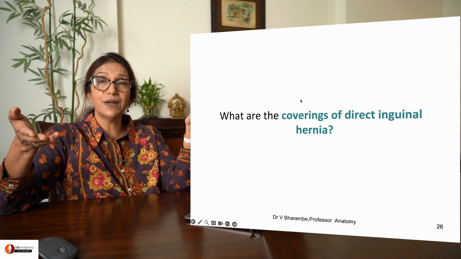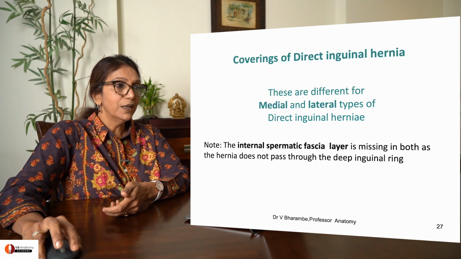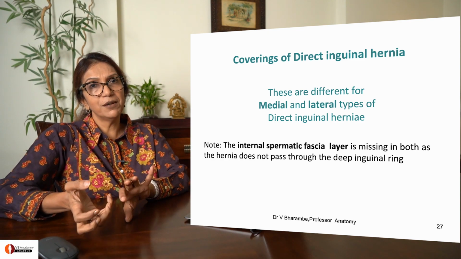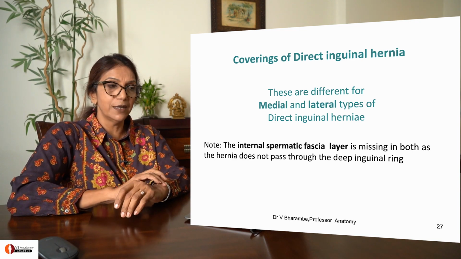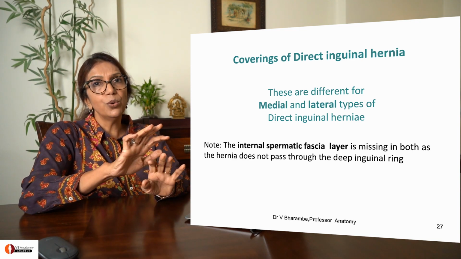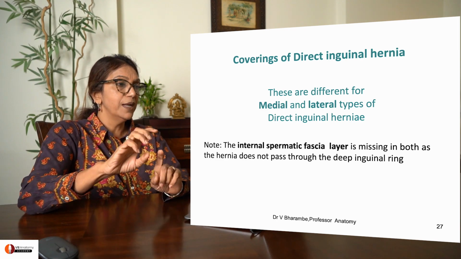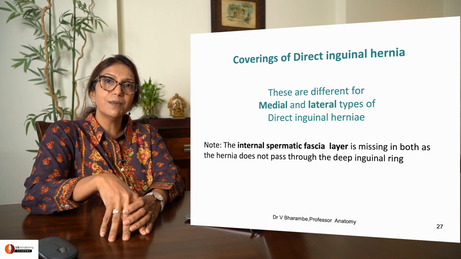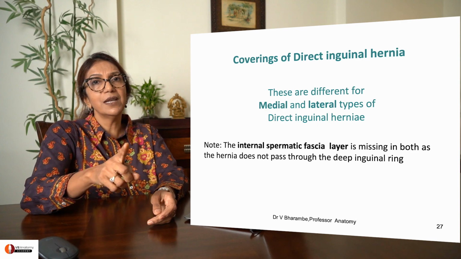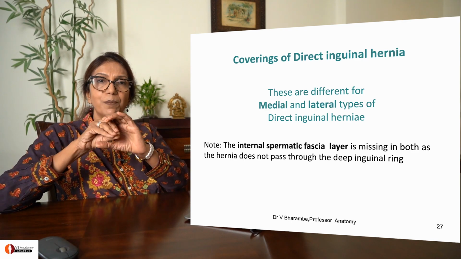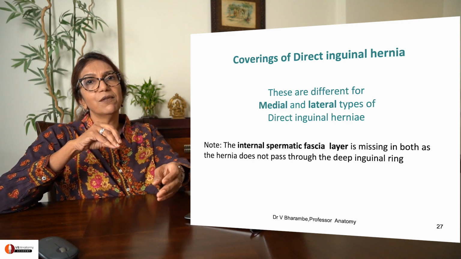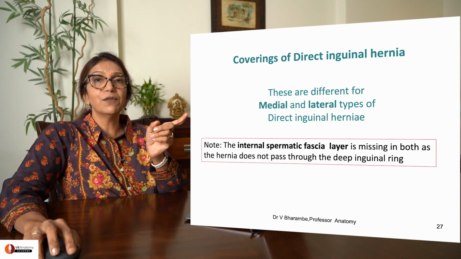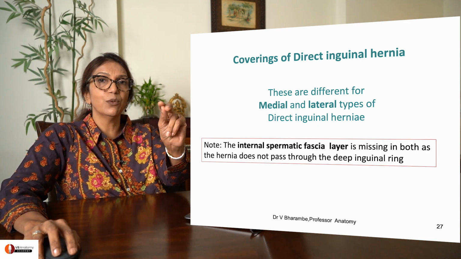So what are the coverings of direct inguinal hernia? Remember, the coverings will be different if it's a medial direct, and different if it's a lateral direct inguinal hernia. So again, best understood only through diagrams. And remember, internal spermatic fascia is missing in both. Why? Because none of the hernias pass through the deep inguinal ring. Unless you pass through the deep inguinal ring, you cannot get a covering of internal spermatic fascia. So let's begin to discuss the coverings of each of the two types of direct inguinal hernia.